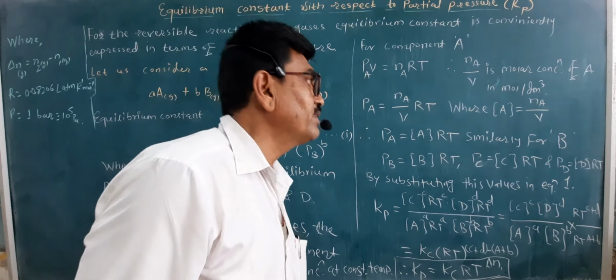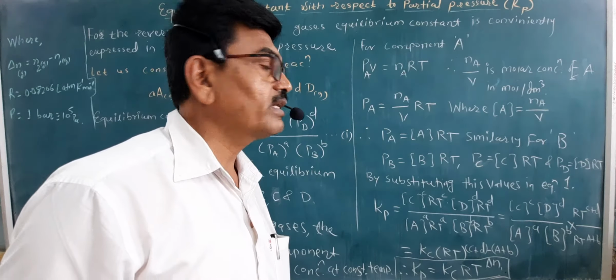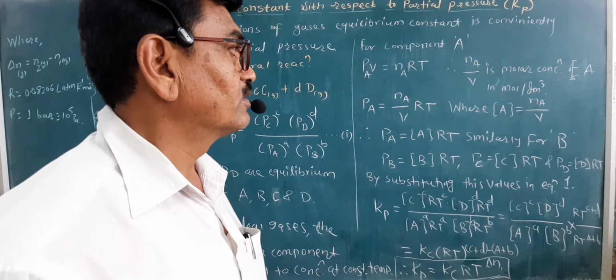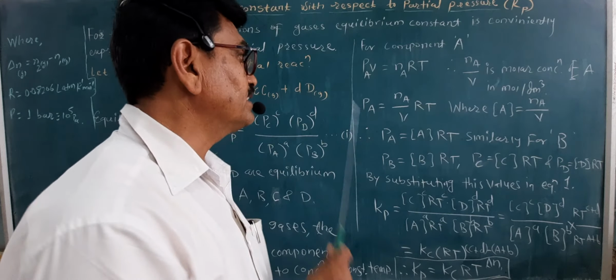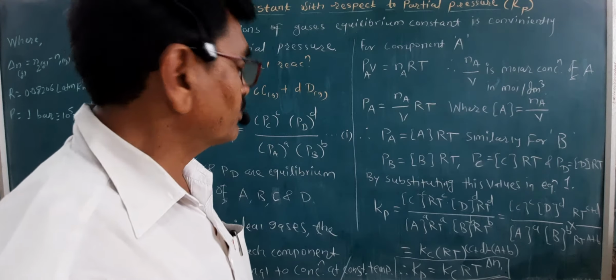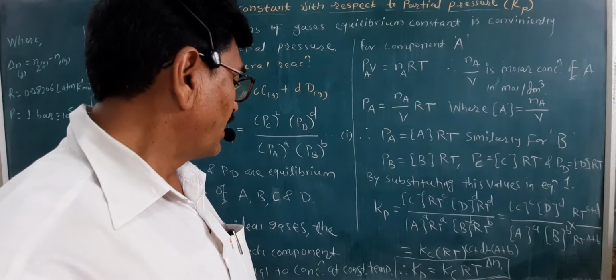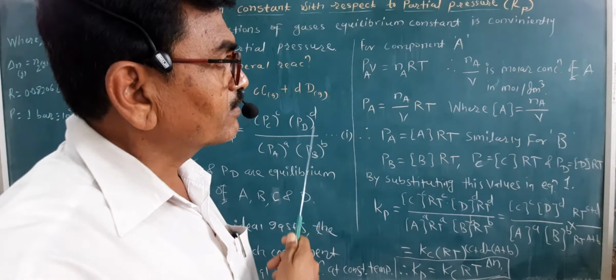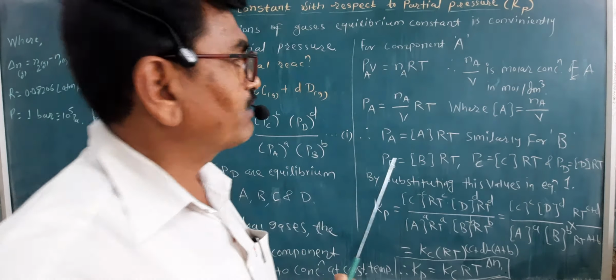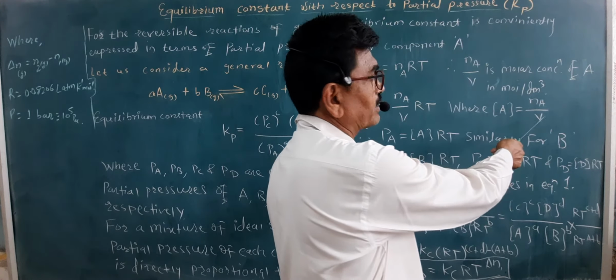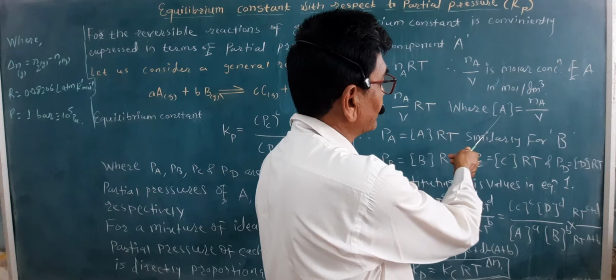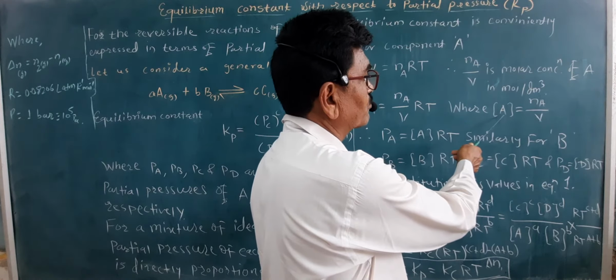So if all the gases involved are ideal gases, then for the mixture of ideal gases, the partial pressure of each component is directly proportional to the molar concentration at constant temperature, and that's why we can write like this: instead of Na upon V, that is the molar concentration C, or we can write it like this, with molar concentration always written in the square bracket.